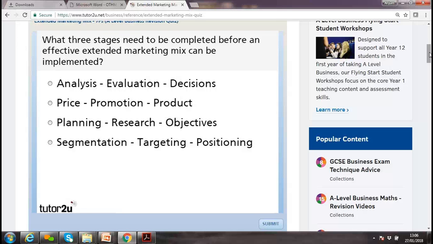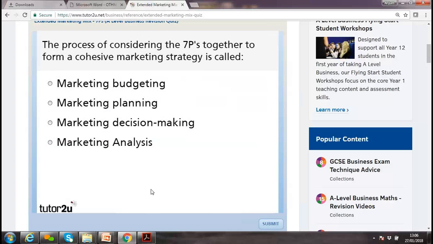Next, what 3 stages need to be completed before an effective extended marketing mix can be implemented? Search objectives. Segmentation, targeting, positioning, planning, search objectives. Segmentation, targeting, and positioning. Well done. Correct. Yes. The process of considering the 7 Ps together to form a cohesive marketing strategy is called: marketing planning, decision, marketing. Yes.